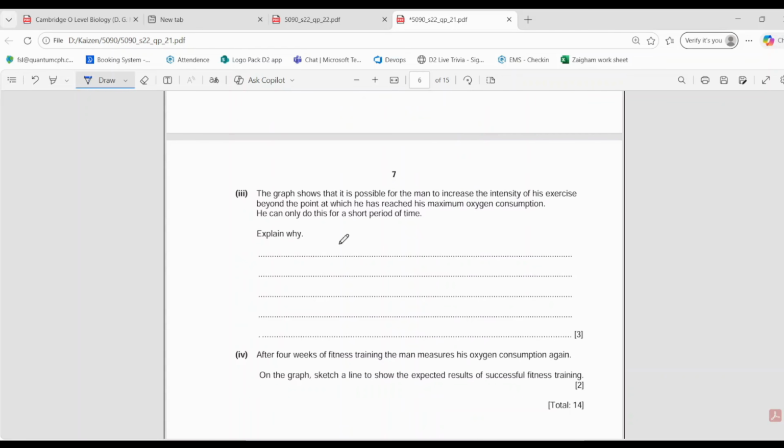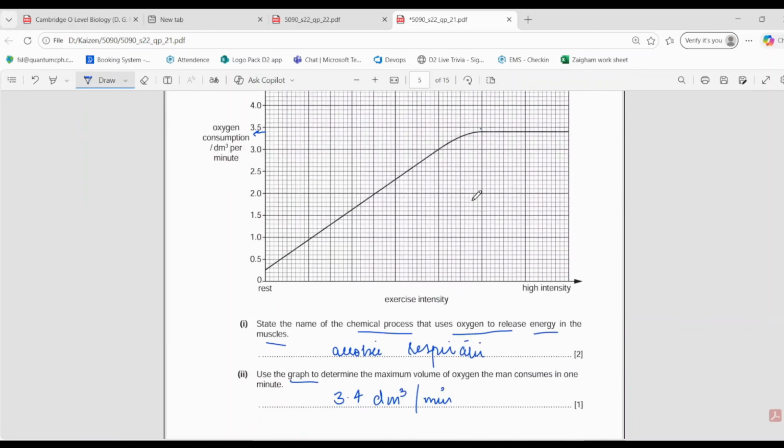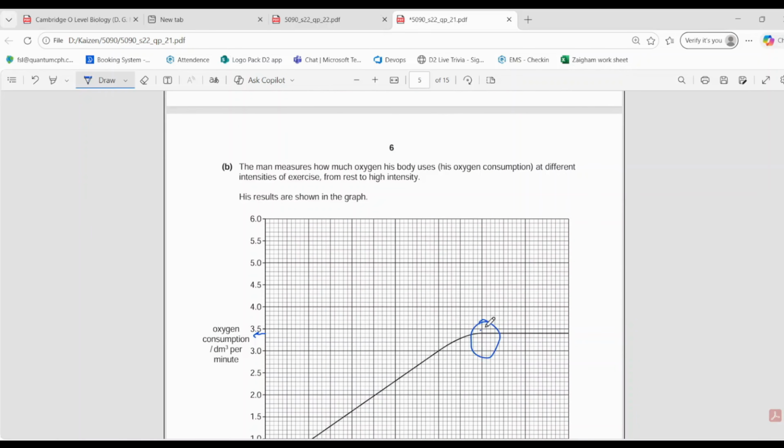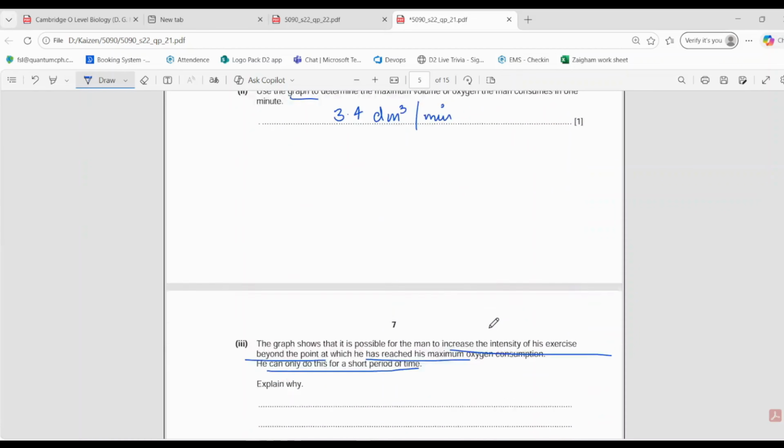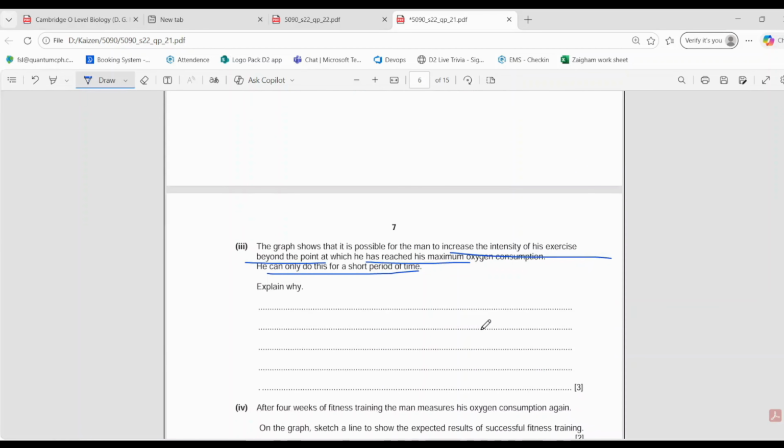Okay. Now the question is, the graph shows that it is possible for a man to increase the intensity of exercise beyond the point at which he has reached his maximum oxygen consumption. He can only do this for a shorter period of time. A person has to reach that intensity where the oxygen intake is maximum over here. Explain. But he can do it for a shorter time. Why?